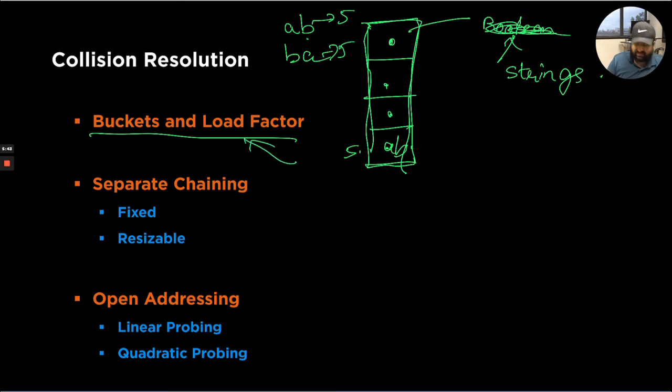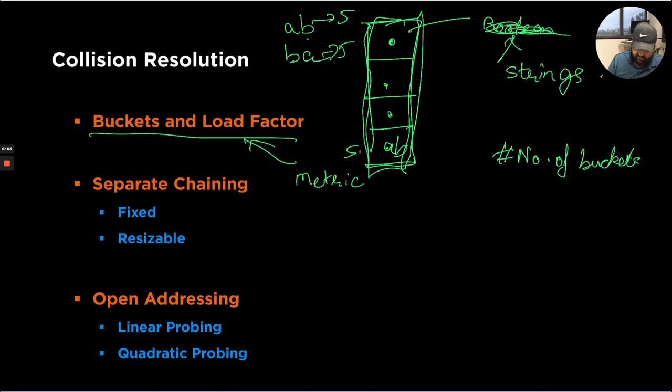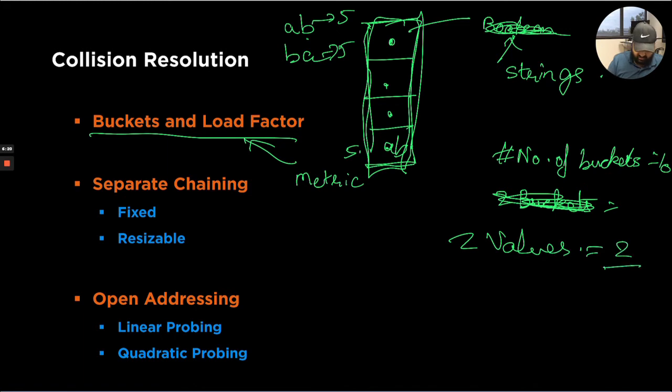The second one is load factor, which we discussed in one of the videos. It is a metric that tells us how full our hash table is. For this particular example, let's say the number of buckets was 10 and we had 2 entries, so 2 of these buckets were full, or 2 values are there in this hash table. That means our load factor is 2 divided by 10, which is the number of buckets.